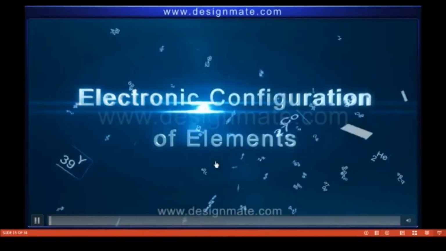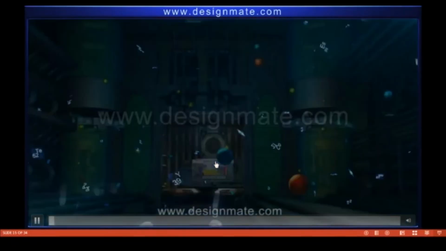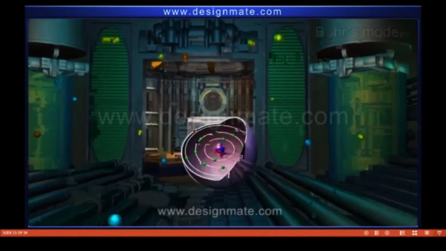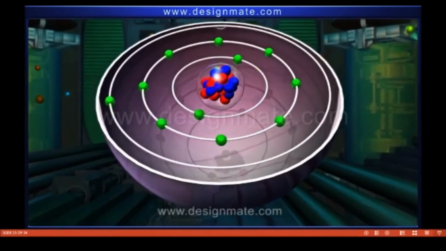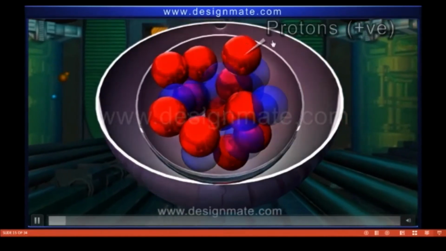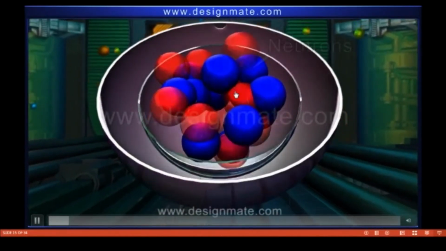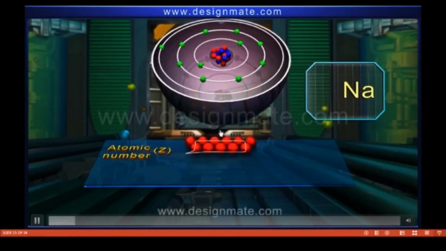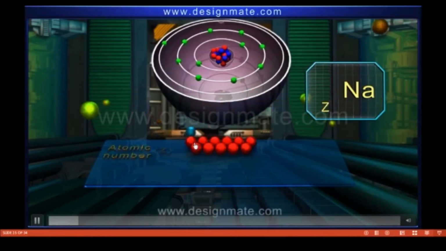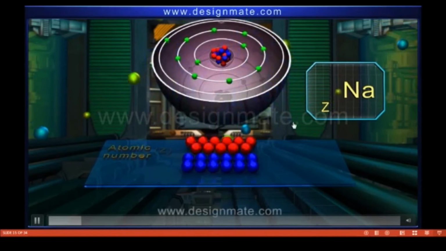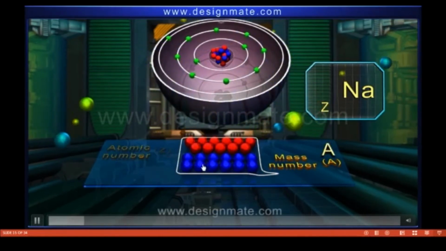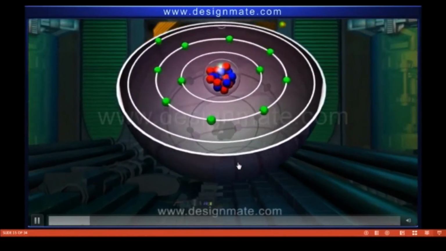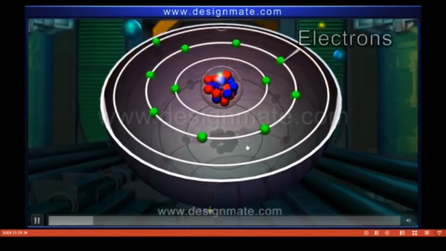This is the electronic configuration of elements. First I take the example of sodium. Sodium has a nucleus with protons having positive charge and neutrons. Sodium's atomic number is 11, so protons are also 11. Z is the atomic number. The mass number is 23.